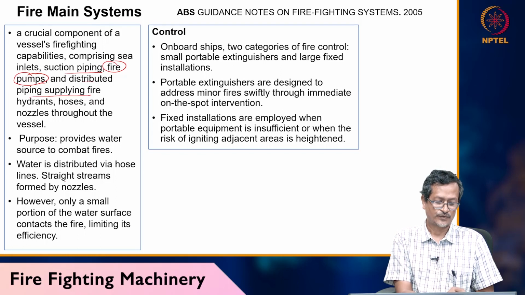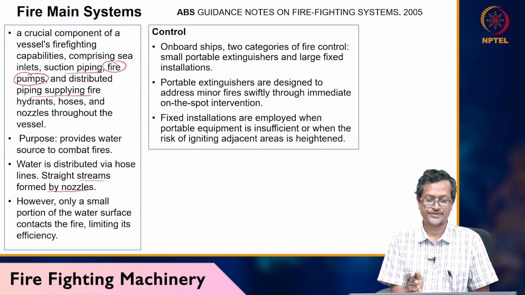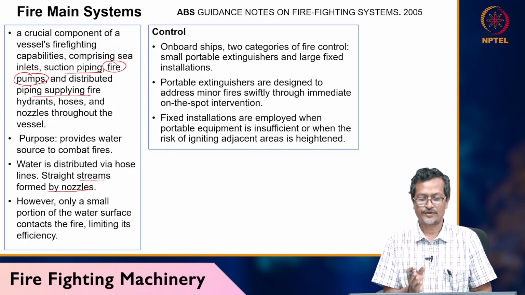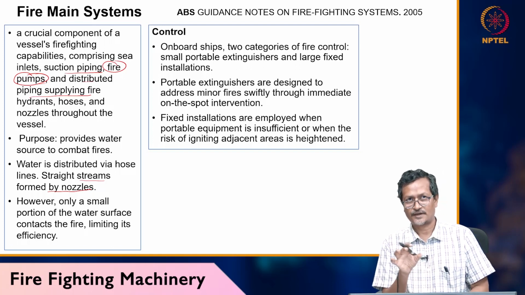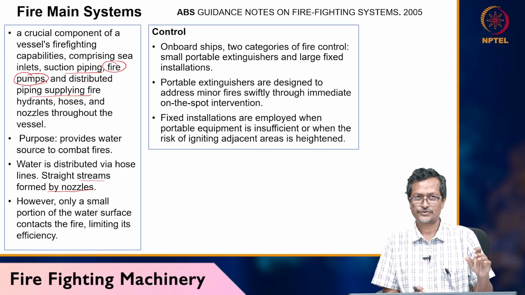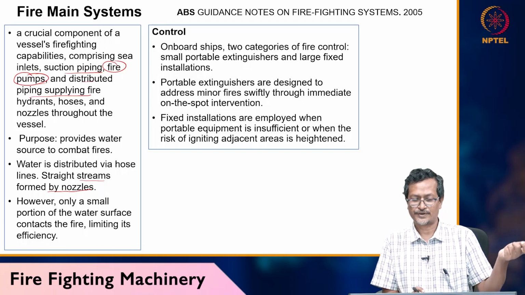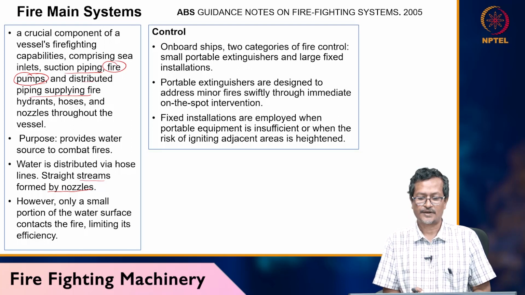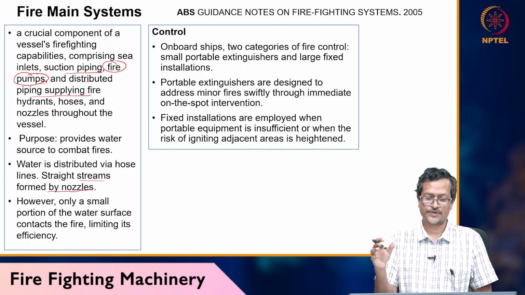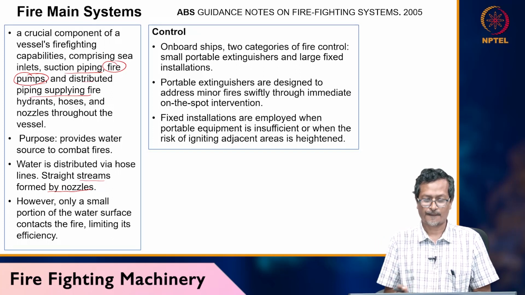So, water is distributed by hose lines, and a straight stream is formed by nozzles. However, only a small portion of the water surface contacts the fire, limiting its efficiency, okay. So, whenever any fire is there on board, you have to control the fire also. So, small portable devices will be there, and large main fire systems will be there. Small ones will be in corridors, staircases, kitchens, everywhere, but large systems will cover the whole building or whole ship, there will be piping systems and it will be controlling.